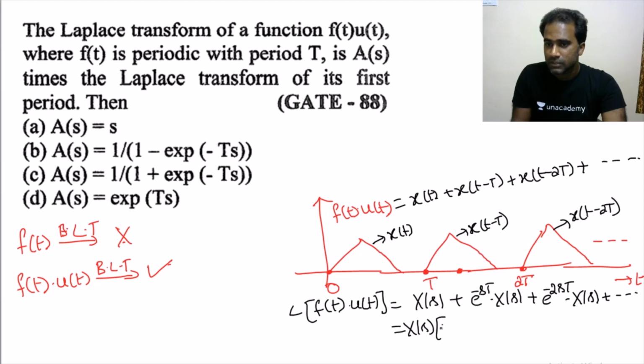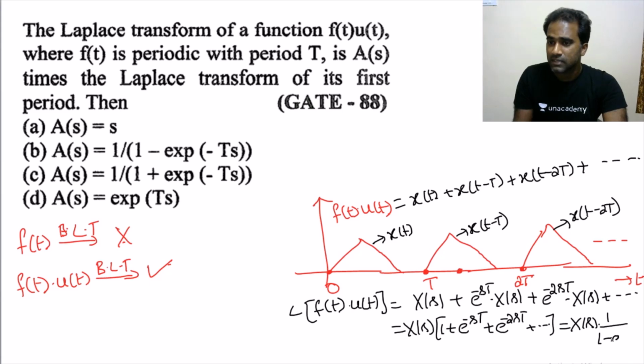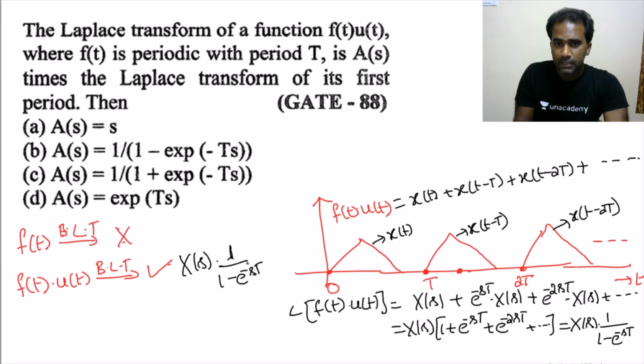It is 1 plus e power minus s capital T plus e power minus 2 s capital T plus and so on. It is looking like a geometric progression. So it is X of s into the infinite summation of an infinite GP, which we can write as a by 1 minus r, that is 1 divided by 1 minus e power minus sT. Look at this one. So the Laplace transform of this signal is X of s into 1 divided by 1 minus e power minus s capital T. This capital T is nothing but the time after which it is repeating in the positive time, right?